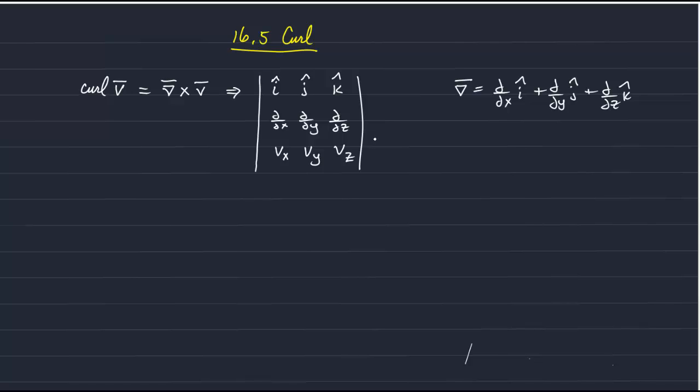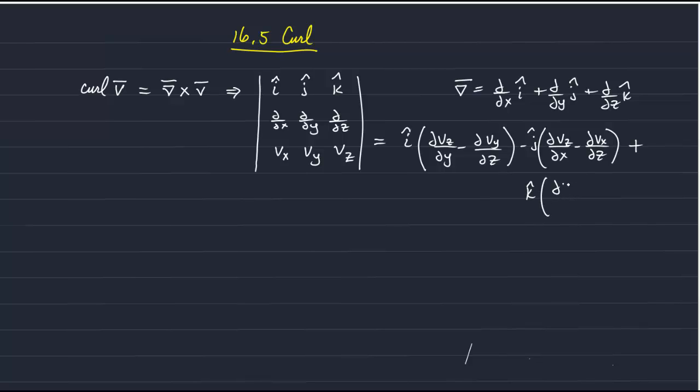And when we carry this out, we get i hat times the partial of Vz with respect to y minus the partial of Vy with respect to z, minus j hat times the partial of Vz with respect to x minus the partial of Vx with respect to z, plus k hat times the partial of Vy with respect to x minus the partial of Vx with respect to y. And I did that rather quickly, but I hope you are able to work through this determinant operation and convince yourself that what I've written down is indeed correct.